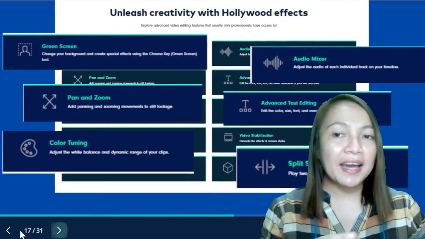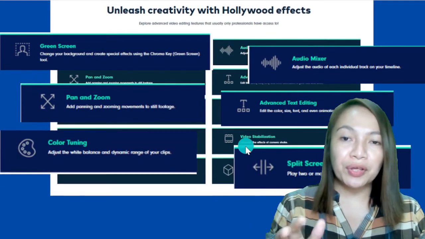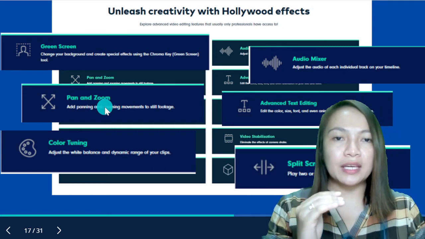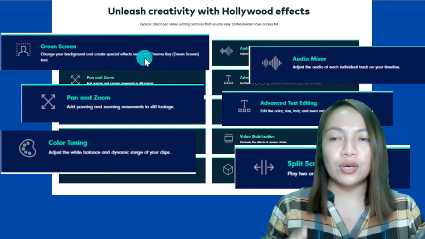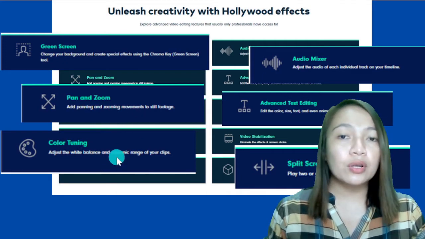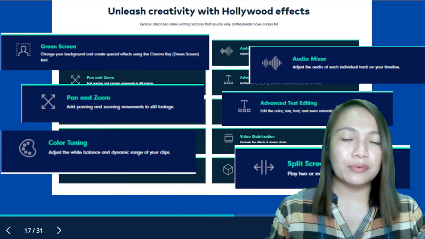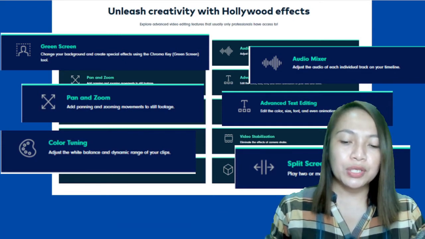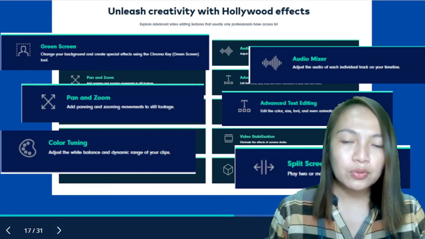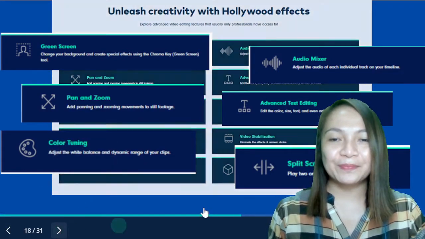And so as you can see, I highlighted these features because these are the most important things that we need to discover this morning. So we will be exploring how to use the green screen, how to do panning and zooming, color tuning, the audio mixer, advanced text editing, and the split screen. So these are the advanced features which I'm pretty sure will be very helpful to you, especially if you want to enhance your video output.